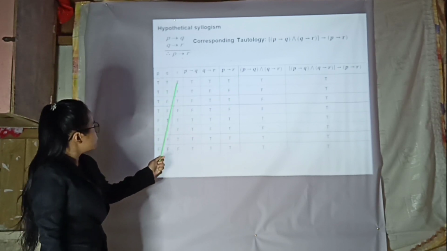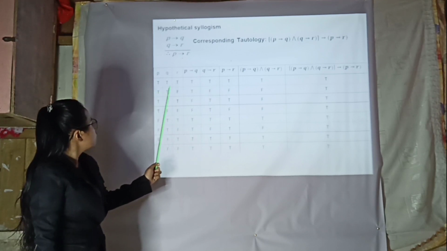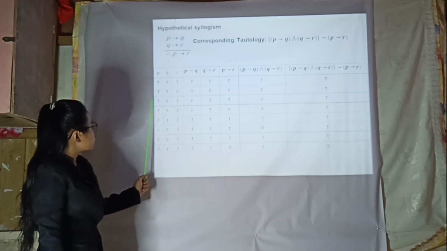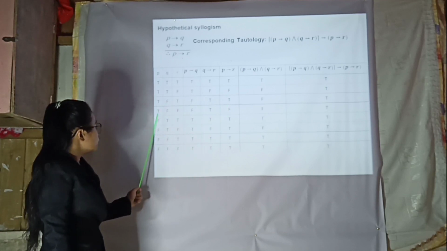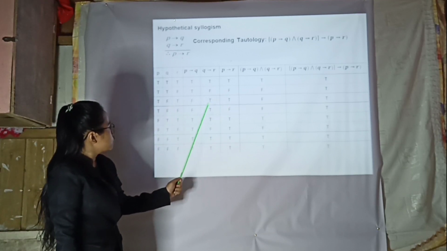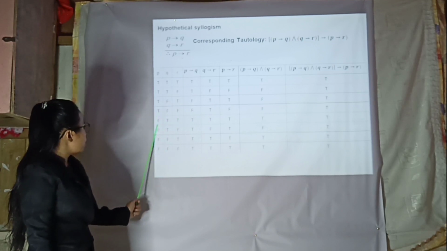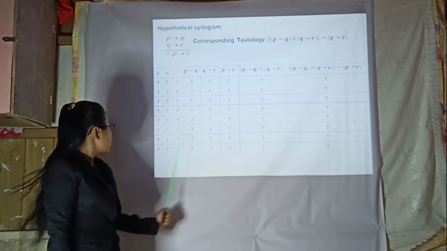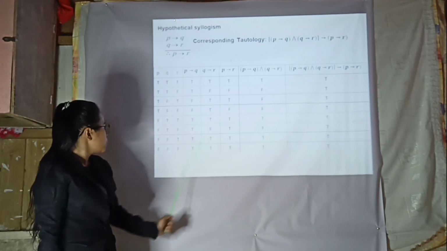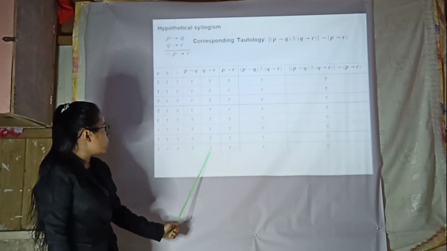So, true, true, true. True, false, false. So, true, true, true. So, true, false, so true. So, false, true, so true. False, false is false. False, true is true. And false, false is true.